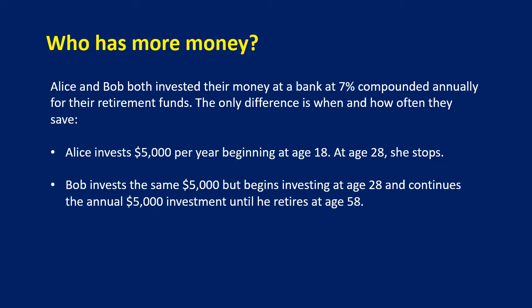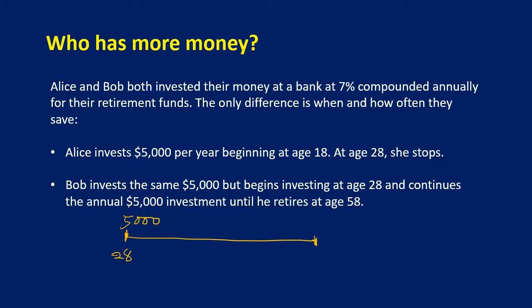Both Alice and Bob invested their money at the bank at 7% annual rate on their retirement funds. So they are saving for their retirement. The only difference is when and how often they save. Okay, so Alice invests $5,000 per year beginning at age 18. At age 28, she stops. So she only has one time payment at age 28.